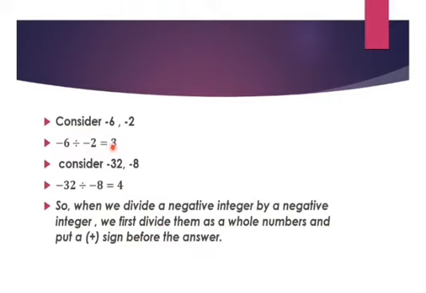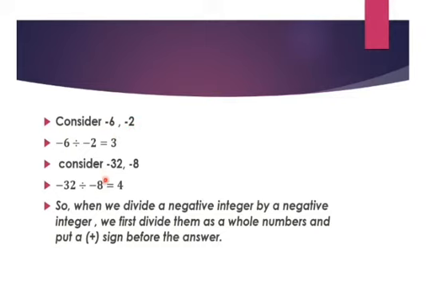You must think, if both integers are negative, we get a positive answer. In the previous slide, we discussed that if one of them is positive and the other one is negative, we get a negative answer. In this case, both of them are negative integers, so we get the positive answer.